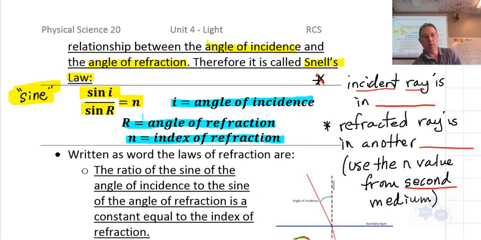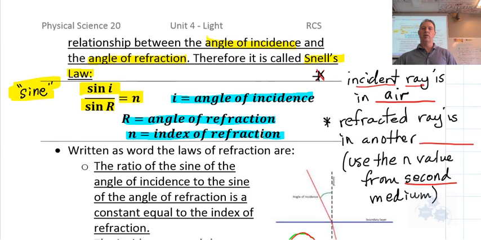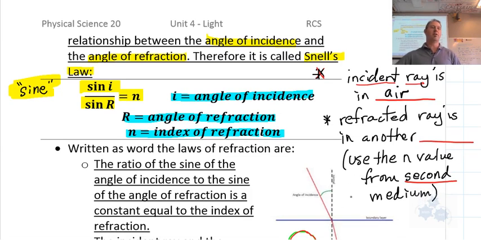The important thing to remember with this too is that the incident ray, and you might have to make this a separate note because it's not in your printed notes, is in air. So the incident ray that's coming to the surface of the new medium is coming out of air always. If it's not air, we're going to deal with that in another section, and we're going to add to this equation. The refracted ray is in another medium. It's not air, it's something different. In order for it to refract, it's going to be something different, whether it's water or going into glass or something like that.